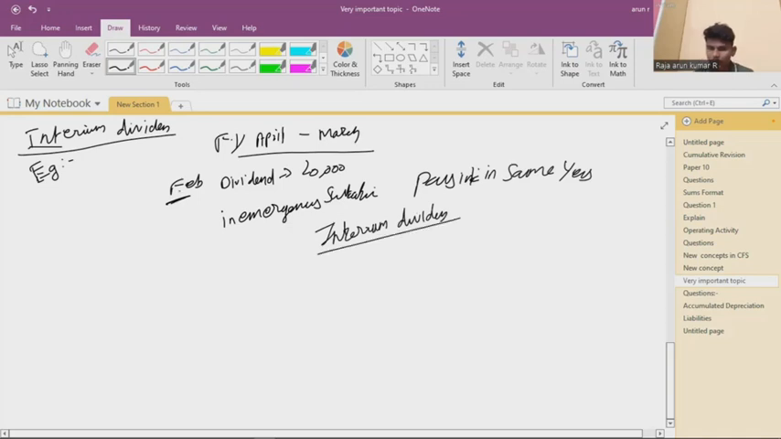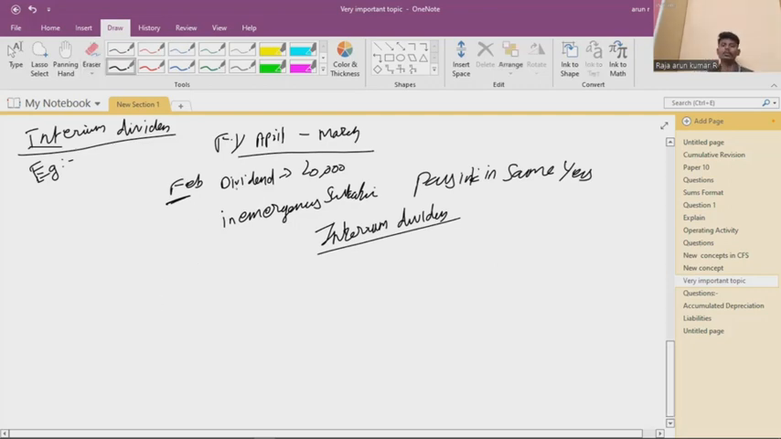For example, if a company declares a dividend for the year, say in February 2020, they declare 20,000 in the year 2020. Okay, simply I will tell it, because it will be confusing for you.